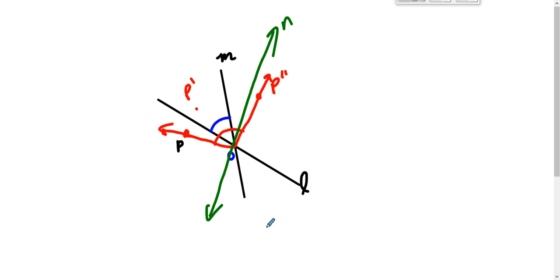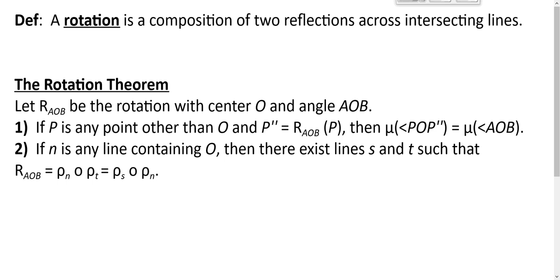So nothing terribly difficult about the rotation theorem, but the rotation theorem gives us this tool that we're going to use later in our study to swap out two intersecting lines with two other intersecting lines that do the same thing. Okay, one more, but that's another video.